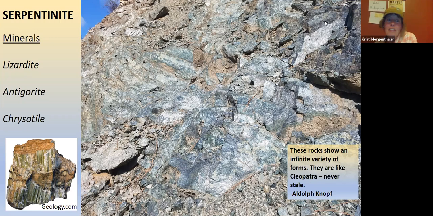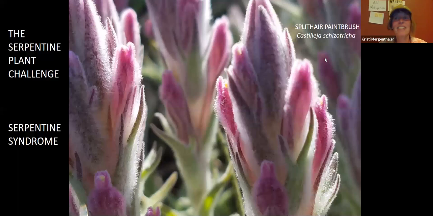All right, okay, here's the plants. Yay. So this is a picture of one of my favorite paintbrushes, split hair paintbrush. It's a little tiny purple fuzzy bugger. And you find it a little bit into California in the Klamath-Siskiyous. It's mostly in the drier Siskiyous on the eastern end. But I wanted to talk about the serpentine plant challenge.